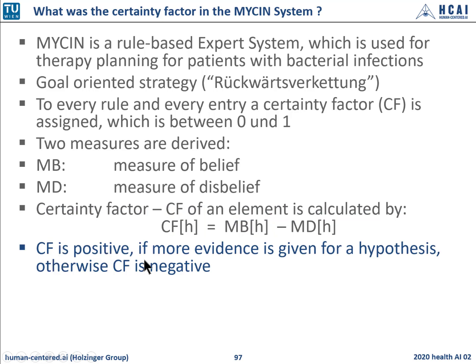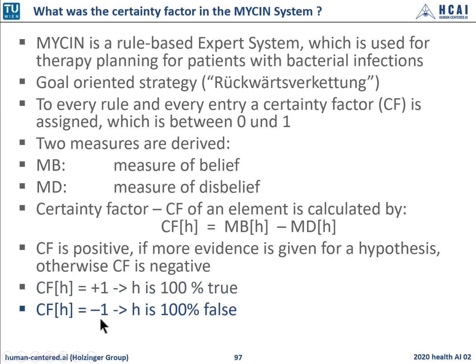If the certainty factor is positive, that means more evidence is given for a hypothesis, otherwise the certainty factor is negative. That means if the certainty factor of a hypothesis is +1, the hypothesis is 100% true, and the opposite, if it is -1, the hypothesis is 100% false. And of course you can imagine what happens if the certainty factor is 0. So there's either no evidence regarding the hypothesis, or the supporting evidence is equally balanced, and this suggests that the hypothesis is not true or might not be true.